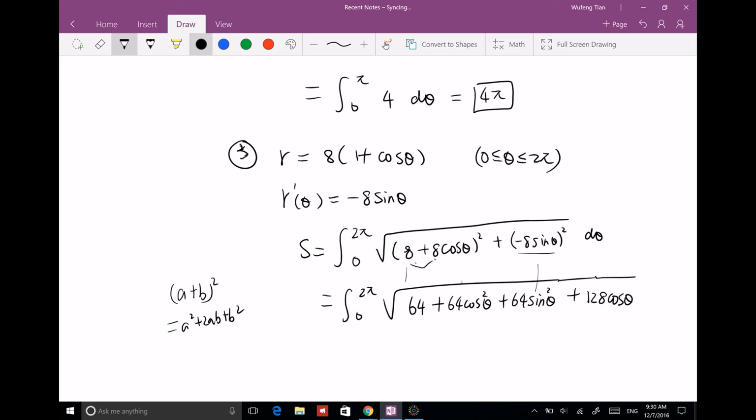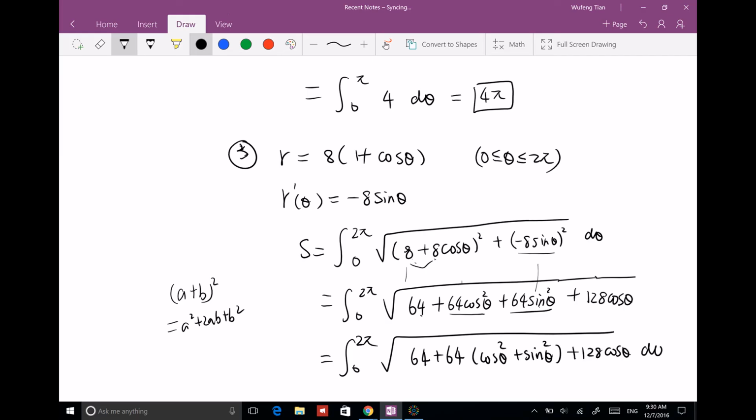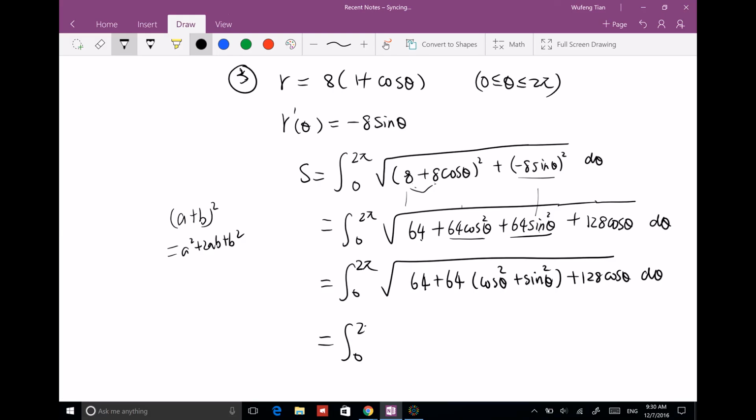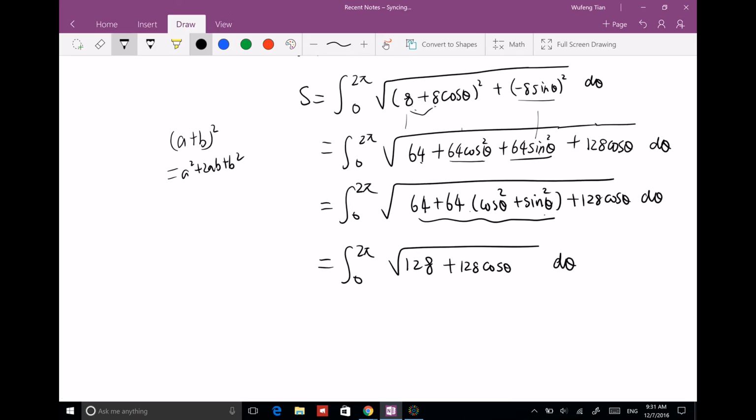Okay. So what you can do actually, you can take the 64 out. You have this 64 plus 64 cosine squared plus 64 sine squared, so it's 64 plus 64 times (cosine squared theta plus sine squared theta), and then plus 128 cosine theta, d theta. Okay, so you got 0 to 2 pi, then this simplifies: 64 plus 64 is 128, so it's 128 plus 128 cosine theta d theta. Well, the 128, we can factor 64 out. 64 times 2 equals 128, so it's 8 square root of 2 plus, we can just take everything out, okay?